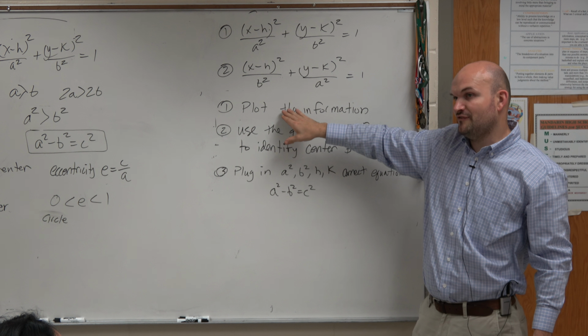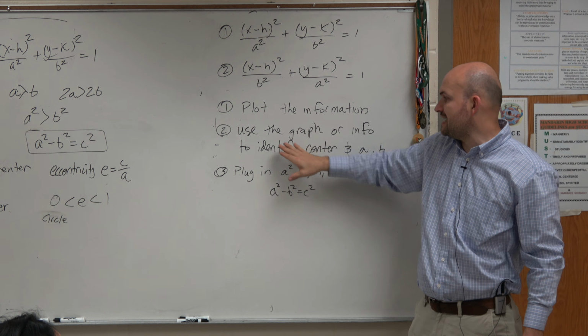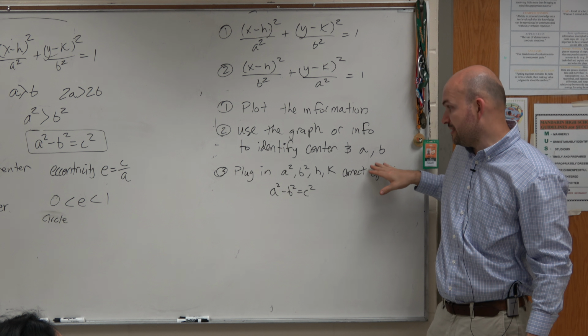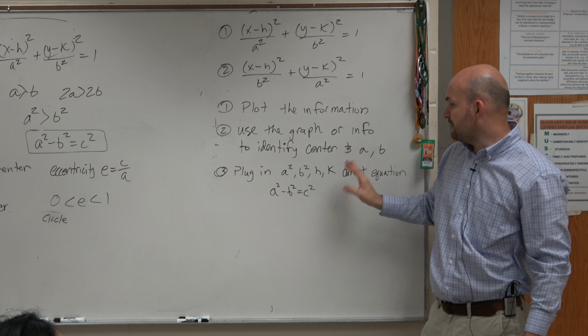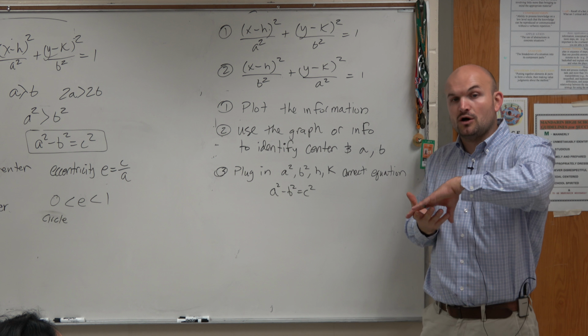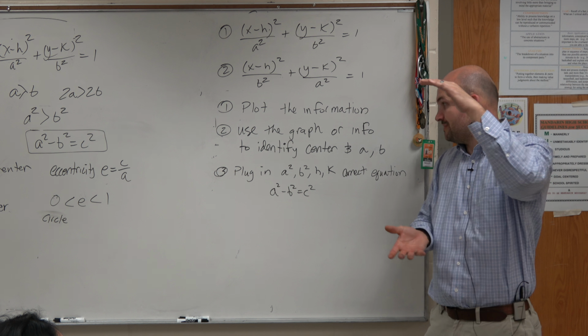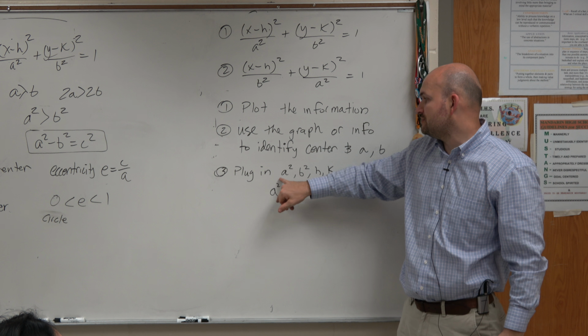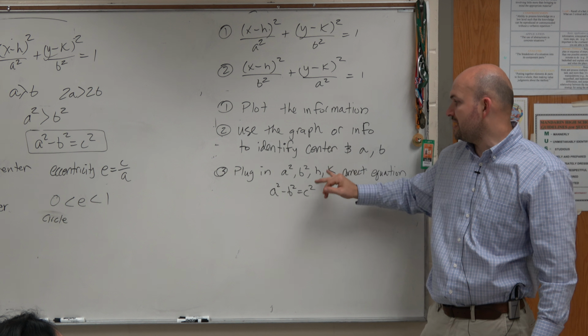So you're going to plot the information to understand your center, your a, and your b. You're also going to use that information to understand the orientation of your ellipse. Is it horizontal major axis or vertical major axis? And then you're going to plug in a squared, b squared, h, and k.